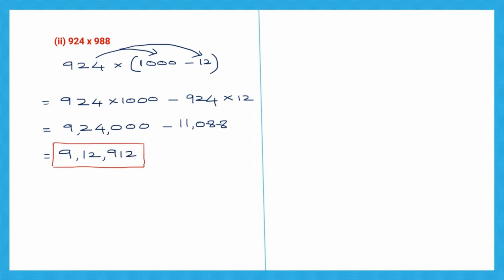Another way of doing this is, let me write the question down for you. 924 into 988. Now we can expand either 988 or 924 itself. We can expand one of these to get our answers. So let's expand 924. When we expand 924, what do we get? 900 plus 20 plus 4. So this is equal to 924 and the remaining is into 988.